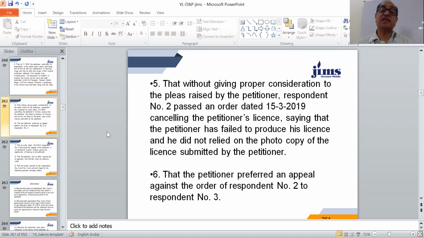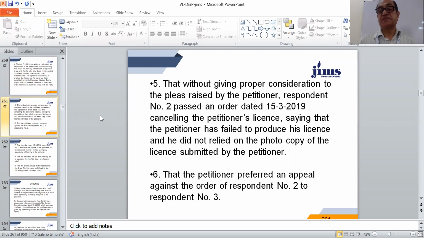Dear students, when original license is submitted in the office of civil surgeon for renewal, the petitioner cannot produce his original license again before this authority. Obviously, he will file photocopy of the license, but the authorities have not relied upon the photocopy, and they have not seen the explanation also that the original license has been submitted in the office of civil surgeon Noida, Gautam Buddha Nagar.